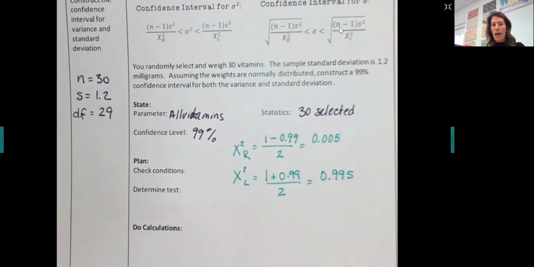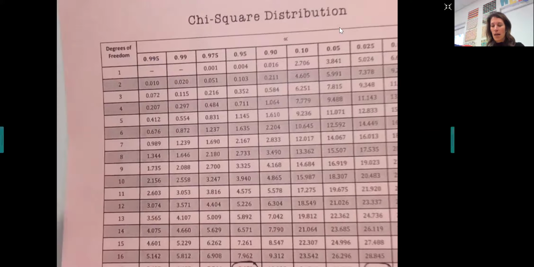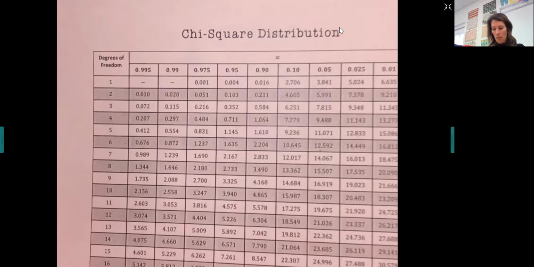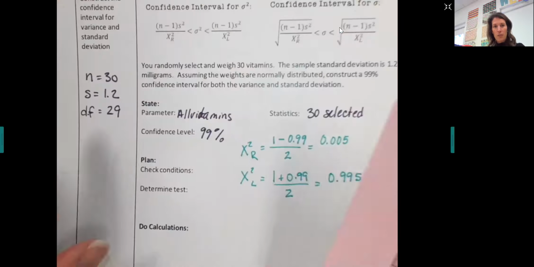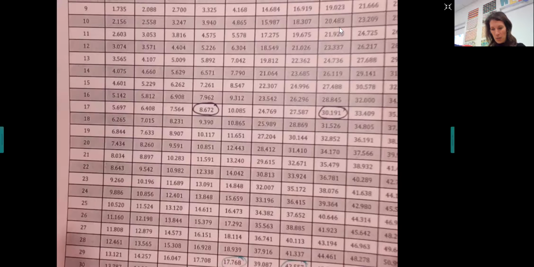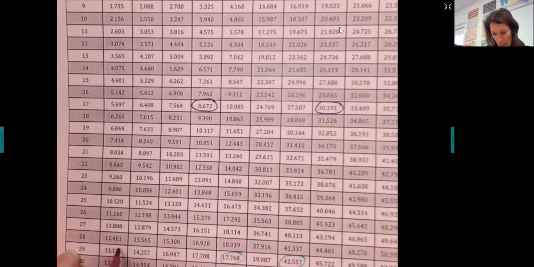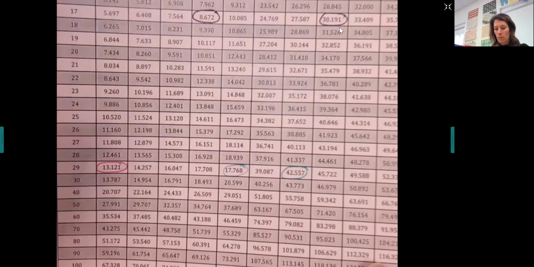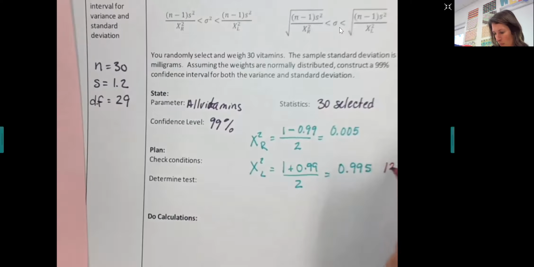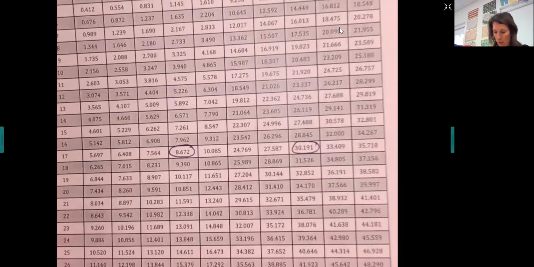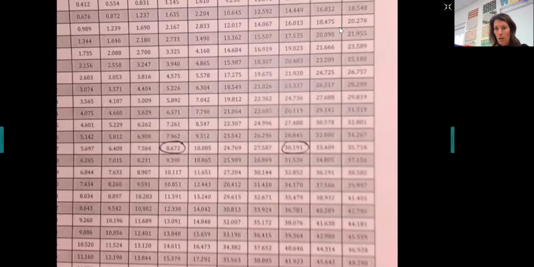Now I have to find my critical values on my pink sheet. I'm going to do that by using my degrees of freedom, 29, and these two values. So I'm going down to 29. I'm using the 0.995, this value, 13.121. And I have to find the 0.005, this value, 52.336.